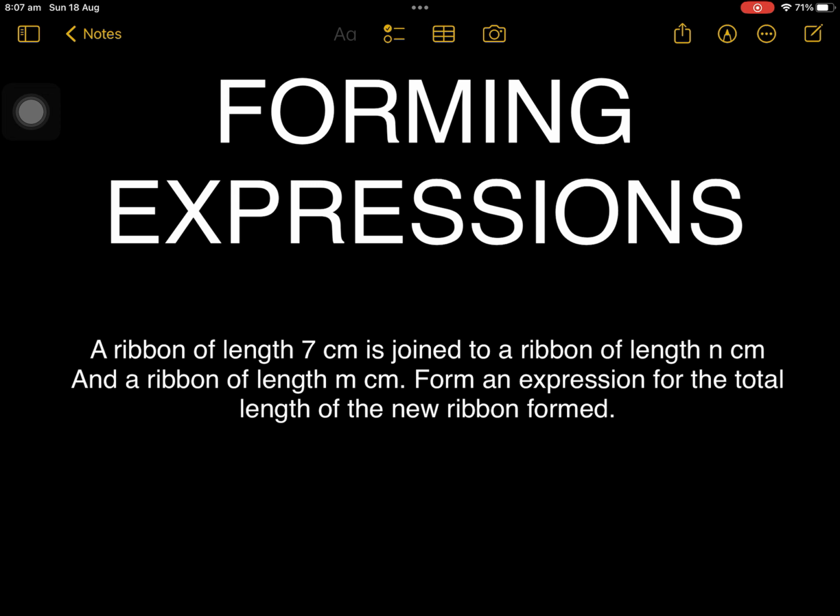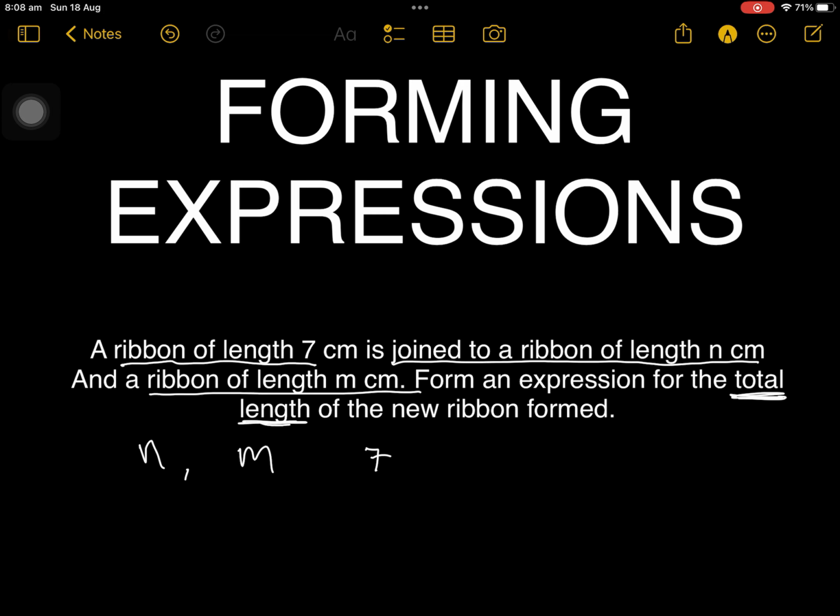So it says that a ribbon of length 7 cm is joined to a ribbon of length n cm and a ribbon of length m cm. So what variables do you have? You have n, you also have m, and you also have 7, the constant. And the question is asking for the total length. So if you see the word total, they're asking for the totality of the ribbon.